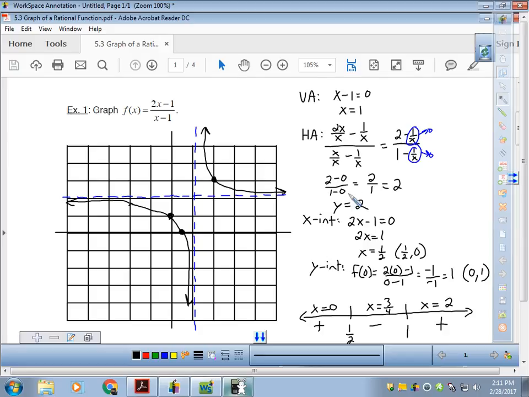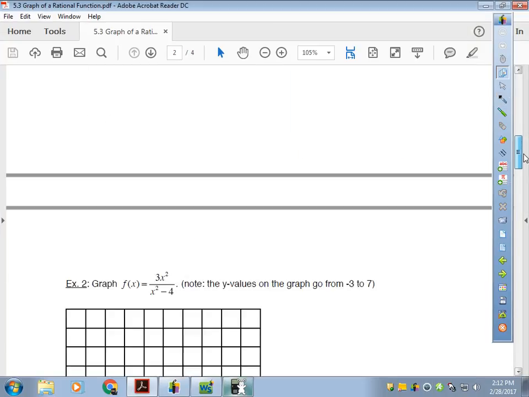So again, the basic steps are factor the equation, find your asymptotes, find your intercepts, plot them, and then do your little number line sign analysis to figure out where to draw the graph. Okay? Let's move on to our next example.